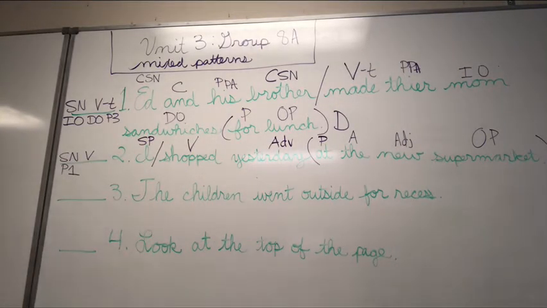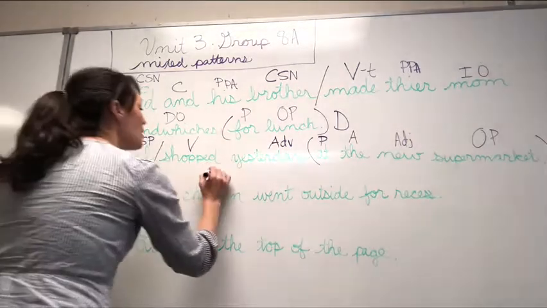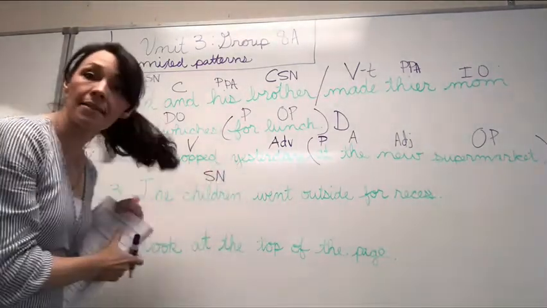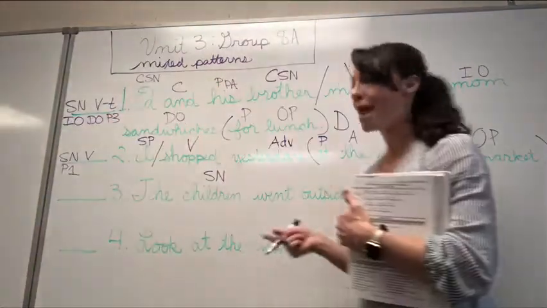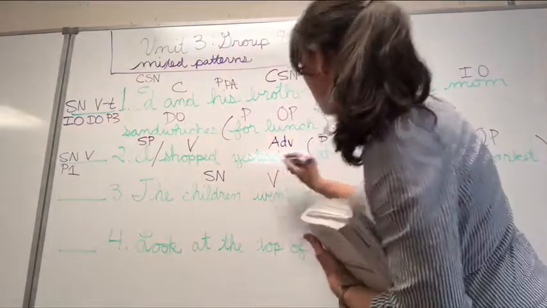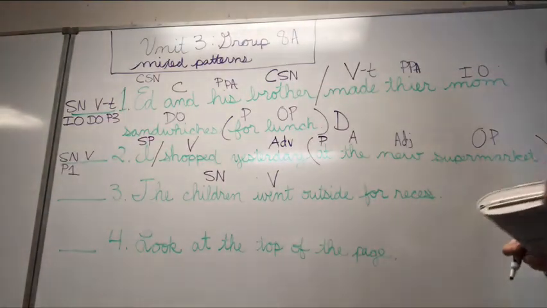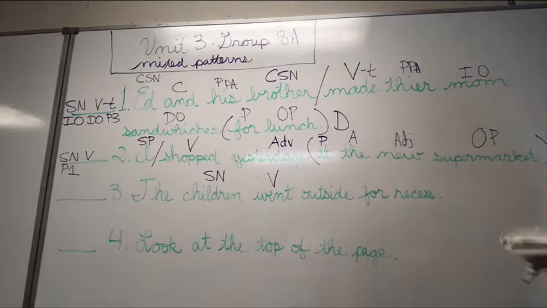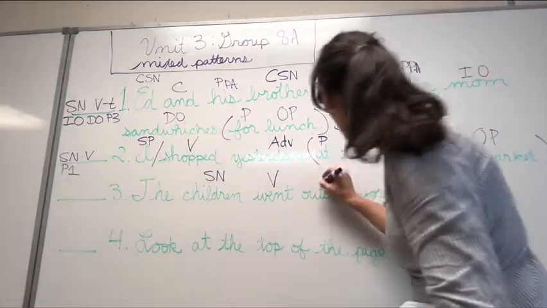The children went outside for recess. Who went outside for recess? Children. Subject, noun. What is being said about the children? The children went. Verb. Children went. Went where? Outside. Adverb.